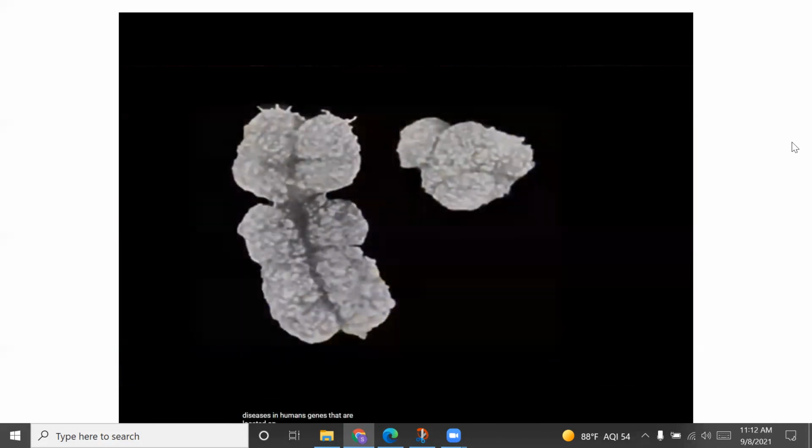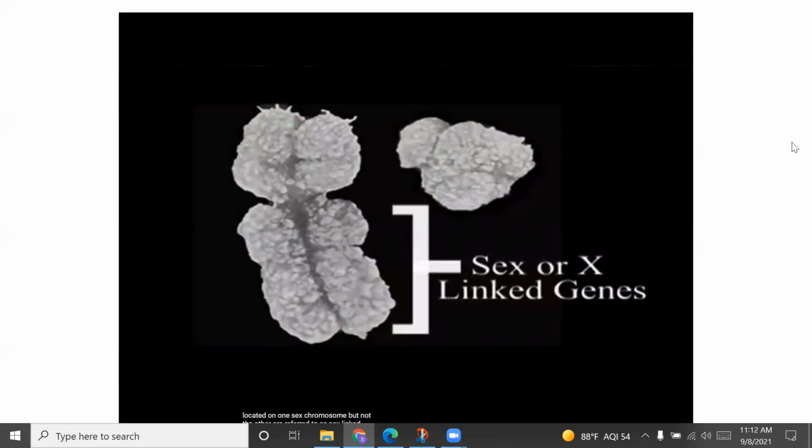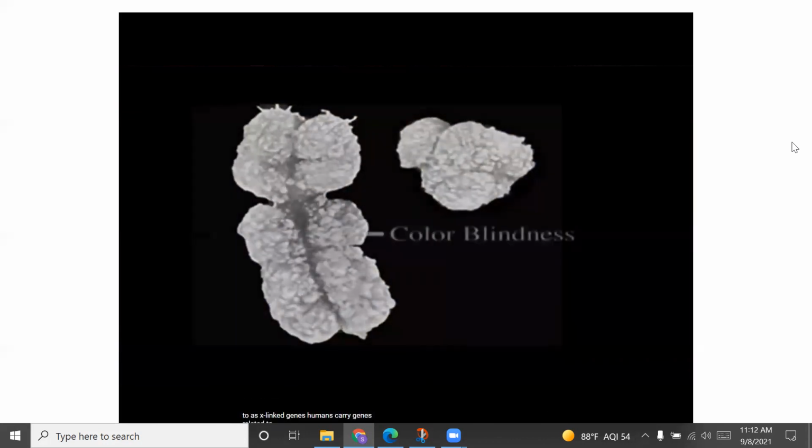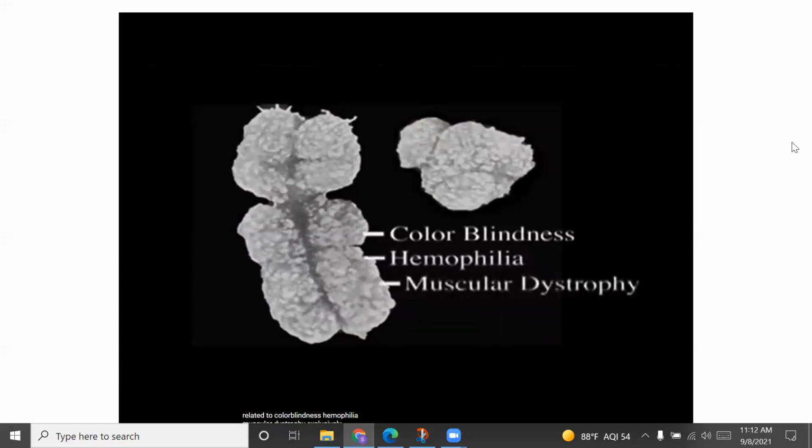Genes that are located on one sex chromosome but not the other are referred to as sex-linked. Nearly all sex-linked genes are found on the X chromosome and are often referred to as X-linked genes. Humans carry genes related to color blindness, hemophilia, and muscular dystrophy exclusively on the X chromosome.